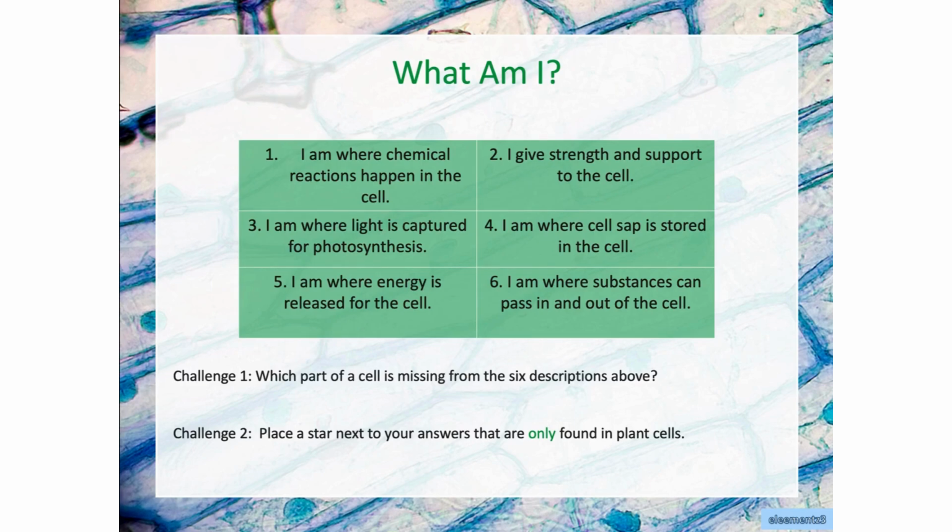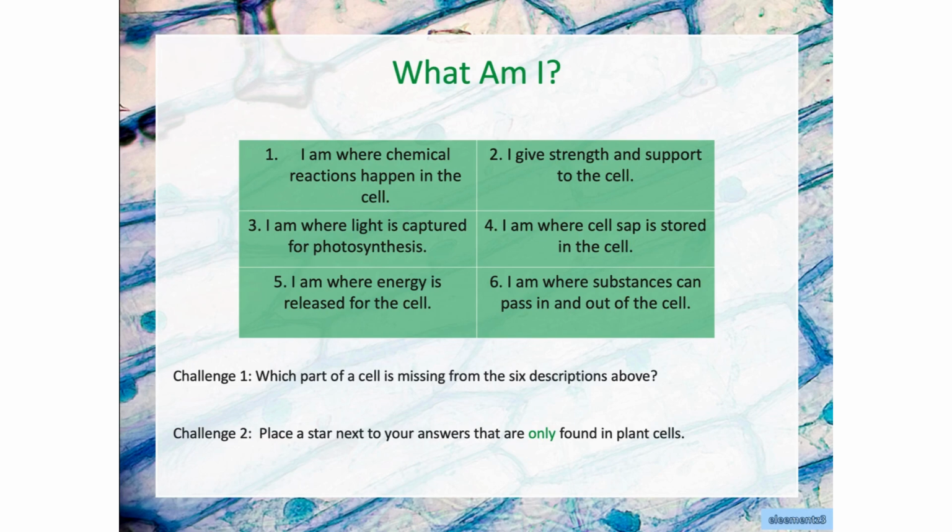What am I? I am where chemical reactions happen in the cell. I give strength and support to the cell. I am where light is captured for photosynthesis. I am where cell sap is stored in the cell. I am where energy is released for the cell. I am where substances can pass in and out of the cell.